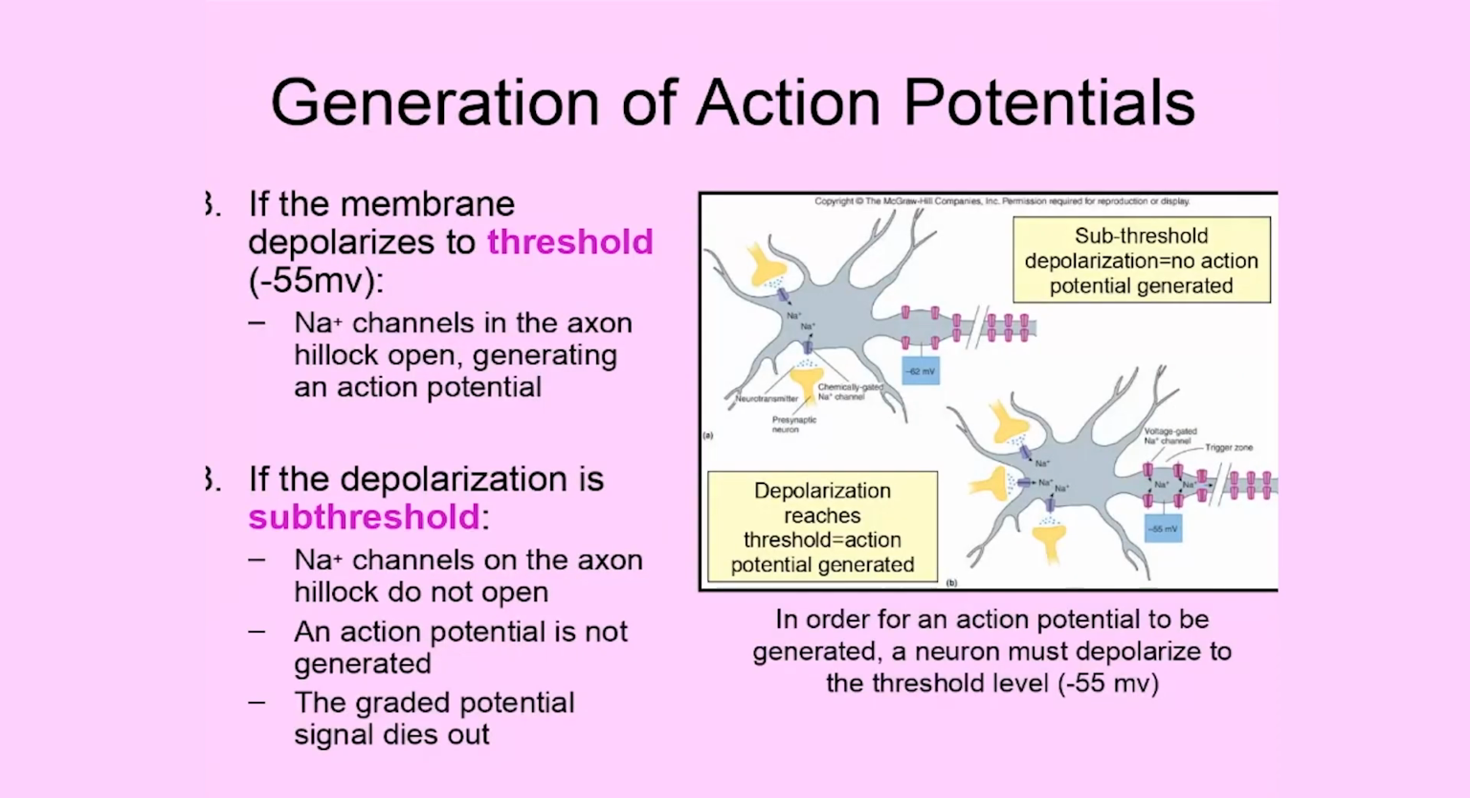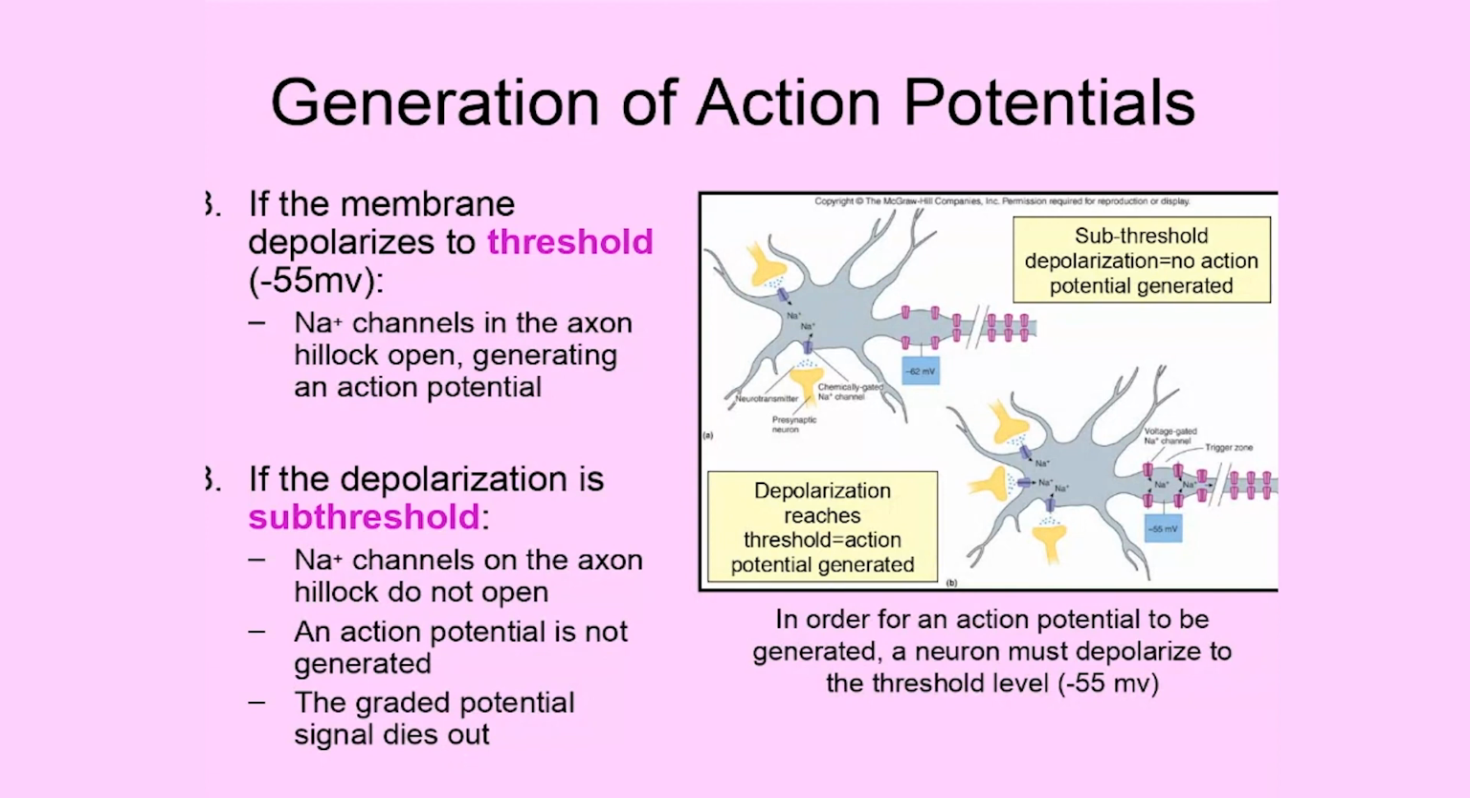So if we go to this next slide over here, graded potentials can be of two types. They can be what are known as threshold graded potentials, which we'll talk about in a moment, or they can be subthreshold graded potentials. So I want to actually talk about what happens in a subthreshold graded potential first. I've got some stuff listed about it here on the bottom of this slide under subthreshold depolarization.